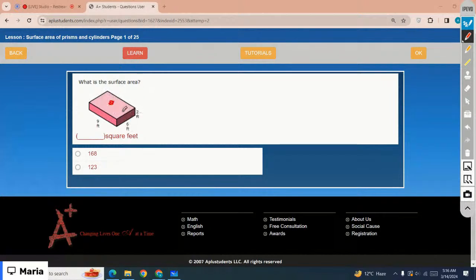So this has the measurements 9 and 6. The area of this face, the longer side is 9 and the other is 6, right? You have to do 9 times 6, that is 54. So the one on the downside has exactly the same, that is 54.